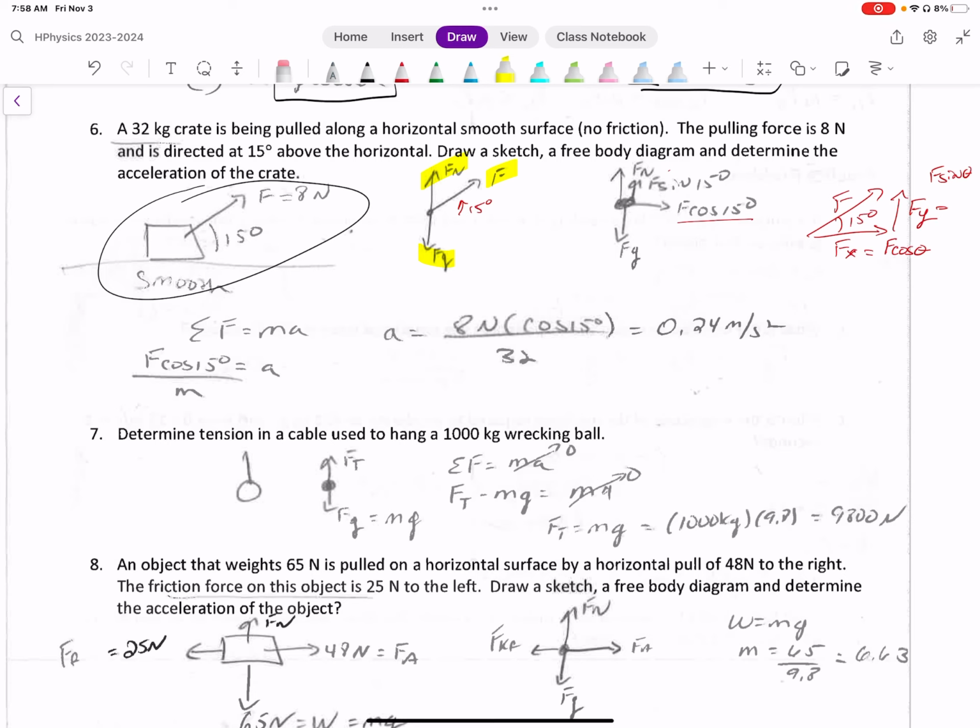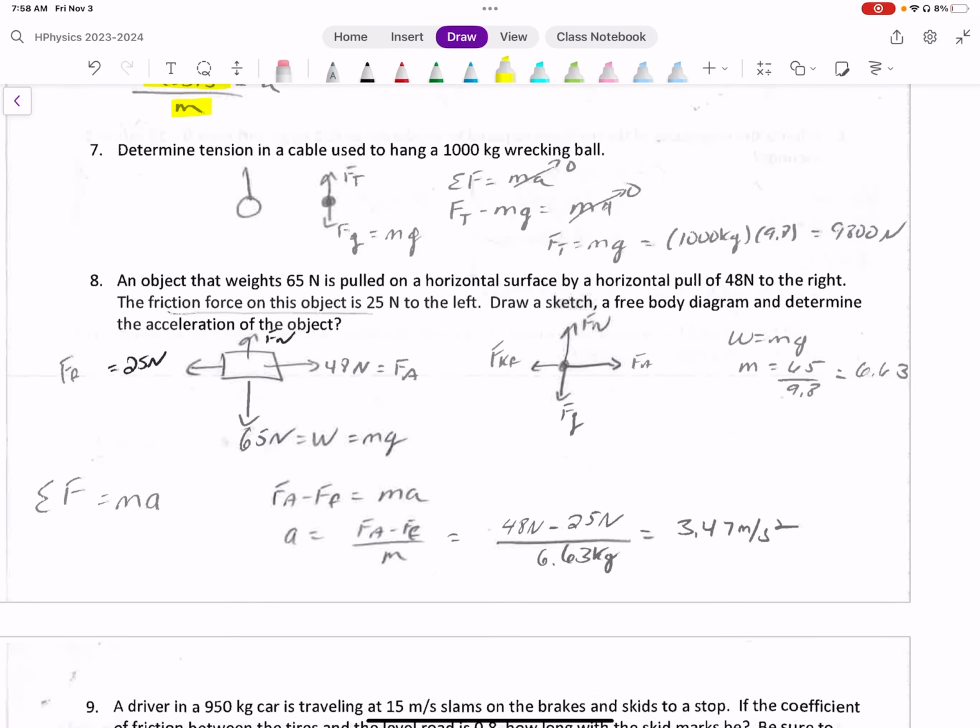They want to know the acceleration. Well, in the y direction, I'm not accelerating. I will sum the forces in the x direction. There's only one force in the x direction. It's a positive F cosine 15 degrees. That's equal to mass times acceleration. So I move the mass over by dividing both sides by mass. I can now plug in numbers. I get a positive 0.24 meters per second squared.